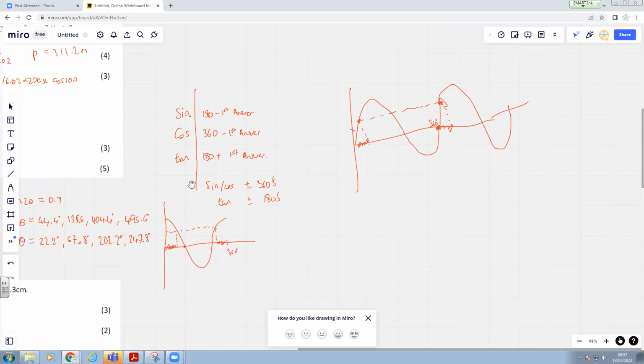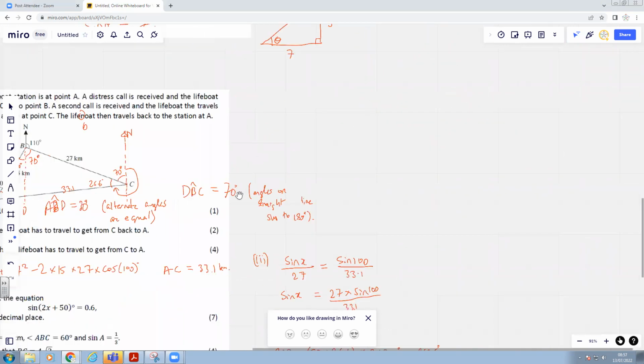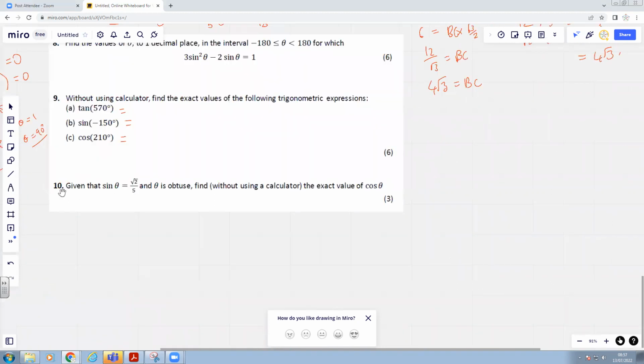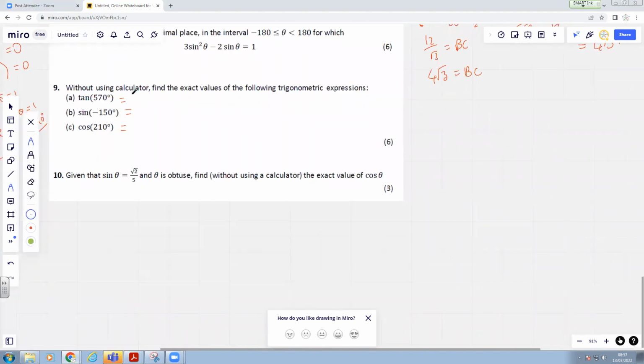For tan, it's slightly different. It repeats every 180. So we just add or subtract 180s. What we're saying here is that tan of 570 is exactly the same as, take away 180, I get tan of 390. But I could take away 180 again, and I get tan of 210. I could take away 180 again, and I get tan of 30, because tan repeats every 180 degrees. And tan of 30 is 1 over root 3. Done.